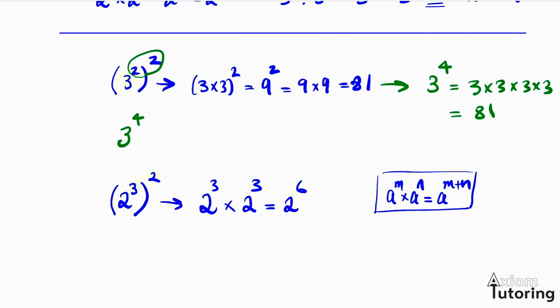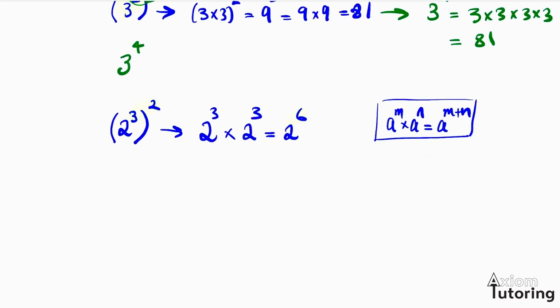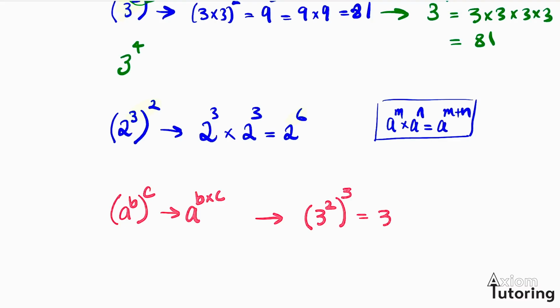That's 3 times 2. That gives us our fourth rule. A to the B raised to the C is A to the B times C. When you raise a power to another power, you multiply the powers. So one more example, 3 squared raised to the power of 3 would be 3 to the power of 6.